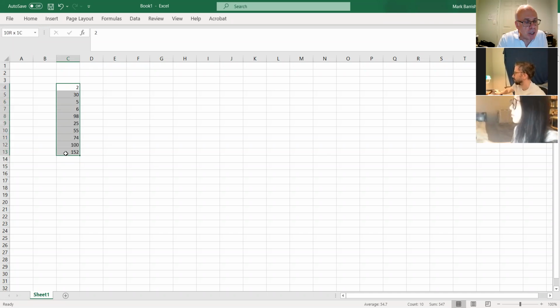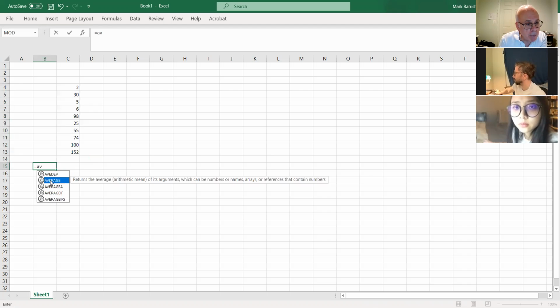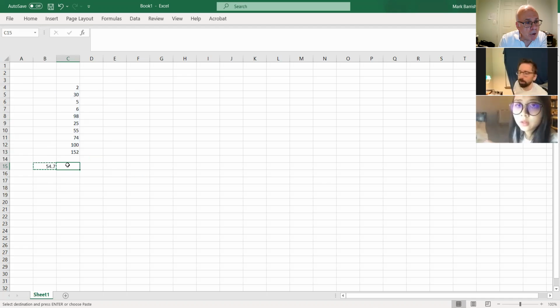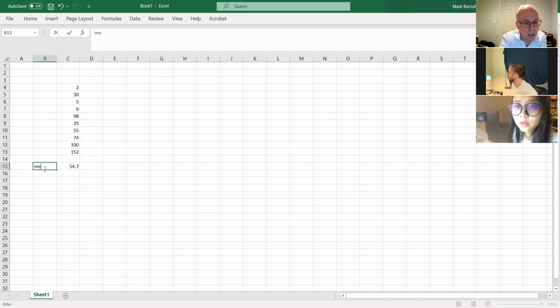And to find the mean, obviously, we're going to say equal to average, right? So average, and then we'll just scroll down and we get our mean. There's our mean. I'm going to move it over here. I'm going to type in mean here. Standard deviation. And we want it for a sample.